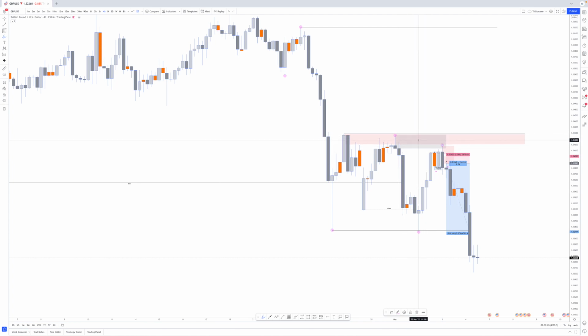Anytime you take an entry at a strong high, your target is going to be what's weak, what was not responsible for breaking it, right? Therefore, we're going to target this low simply because this low was not responsible for breaking this high here.